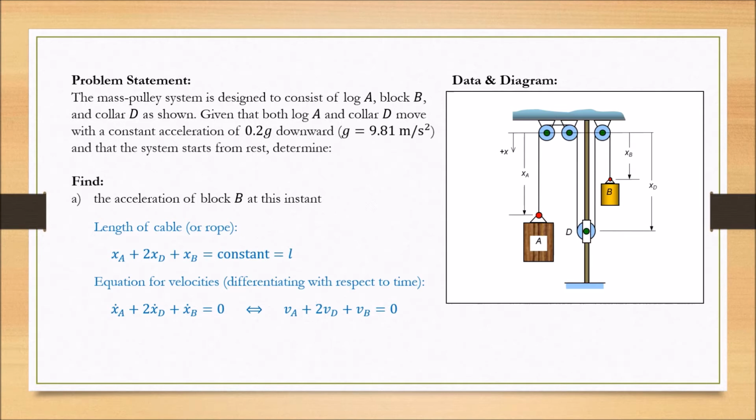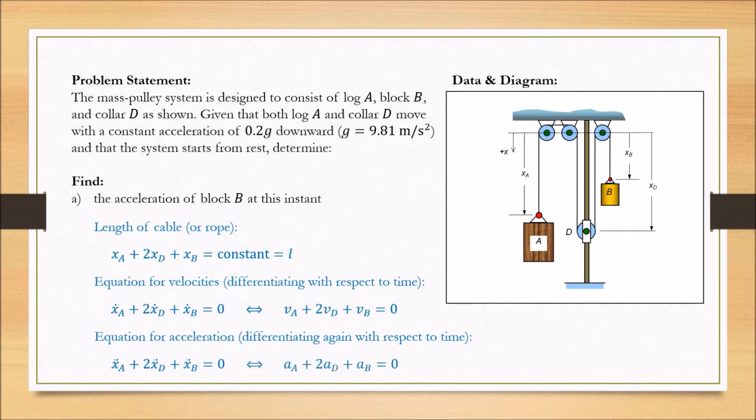And if we differentiate another time this equation of velocities, we are going to have the equation for acceleration. We have x double dot A plus 2 x double dot D plus x double dot B equals 0. And x double dot in this case is acceleration. So we have aA plus 2aD plus aB equals 0.